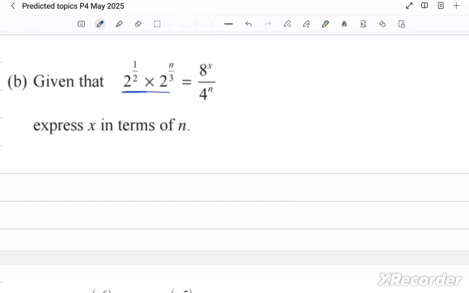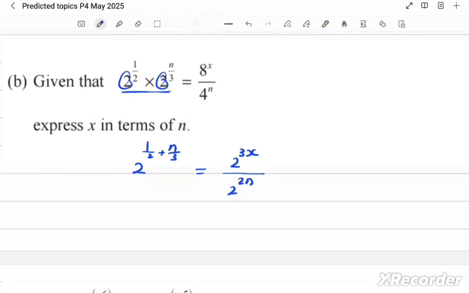If you look at the left side, the base is the same, 2 and 2. So you can say it's 2 to the power of 1/2 plus n over 3. In the case of multiplication, we add the indices. Now, how about the right side? Let's make it again to the base of 2. So I can make 8 like 2 cubed, and 4 I can make 2 squared.